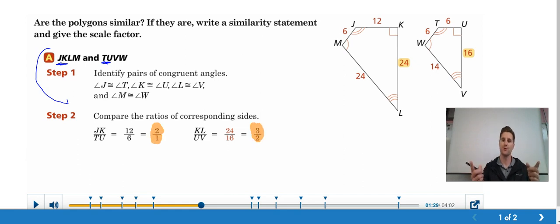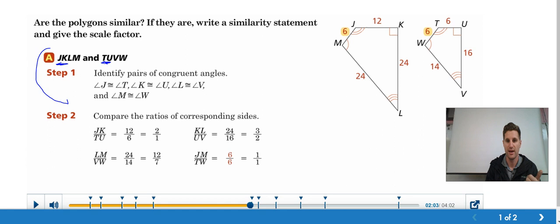If we have different ratios, that means these are not to scale. So we do not have a correct one. If they were equal ratios, then we would have our scale factor. So we already know that these two polygons are not similar because 1/2 and 3/2 are not the same. Okay, so let's continue on and check all the other ones.